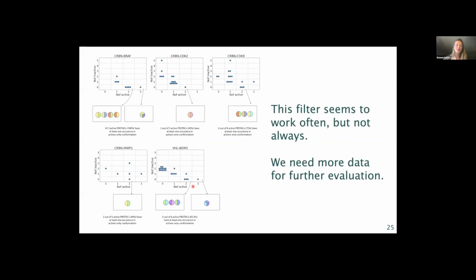But then if I look overall over all the test cases that I had, it works sometimes, mostly often. At least I'm overall able to see at least one conformation that's only induced by actives, but it's not always representative of all the actives I have in my data sets. So we need more data, and we need further evaluation of whether this might be potentially very important for PROTAC design in the future.